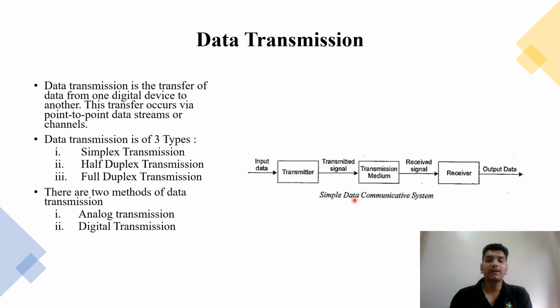Now here in this figure, it shows the block diagram of data transmission in which it shows the input data which is received from the sender device to the transmitter. The data is transmitted towards the transmission medium while the data is converted into signals. And then through the transmission medium, the signal is received by the receiver, where the receiver converts the signals into output data and sends it to the receiver device.